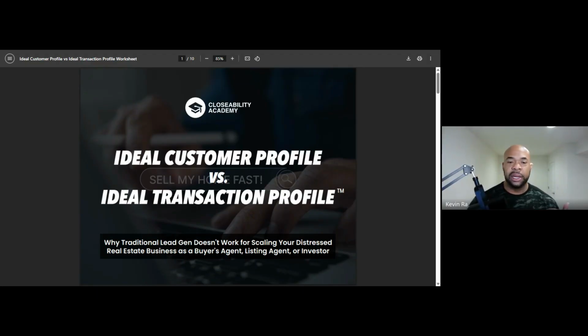This lesson, ideal customer profile versus ideal transaction profile, teaches you how to source transactions and build your audience on the CloseAbility platform, where you are using our ITP, ideal transaction profile, versus what the other platforms are telling you to use, which are ideal customer profiles. Those are great for the regular real estate business, the 90% of transactions that close in the United States each year. Using ICP profiles for those is just fine. Something that's not broken doesn't need to be fixed.